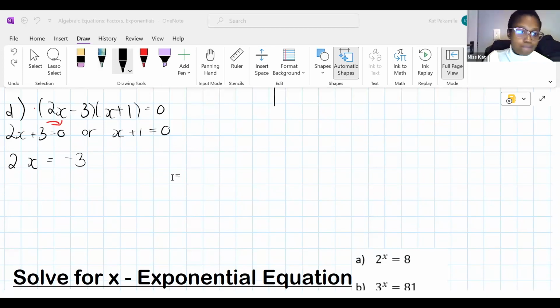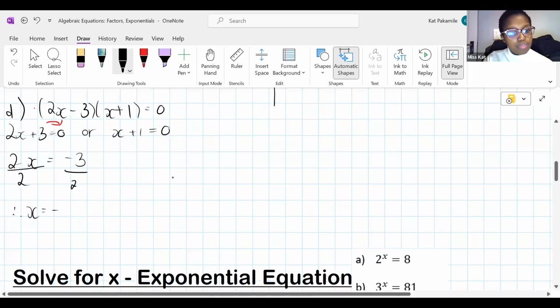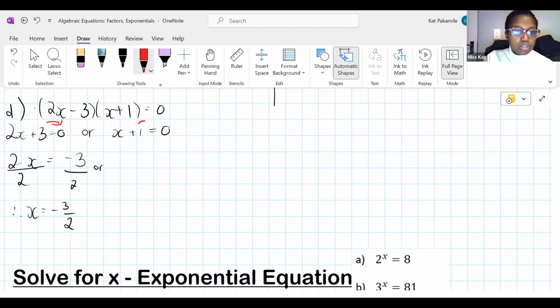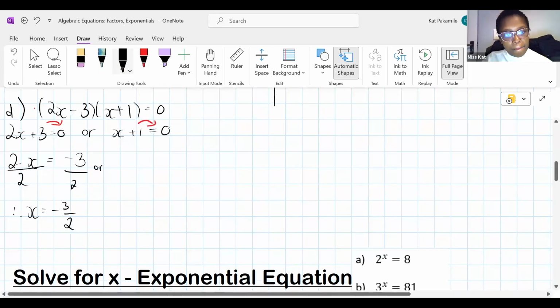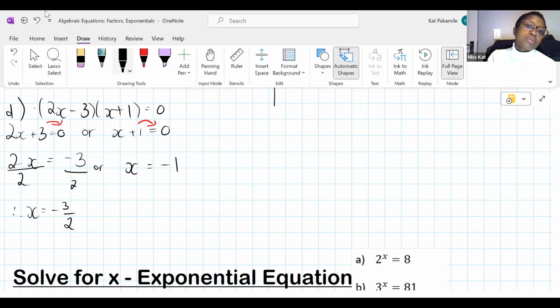You're going to divide by 2. And then your final answer is going to be x equals -3 over 2. Or this one is one step. You take the 1 over, it's going to become -1. There we go, Rafa.